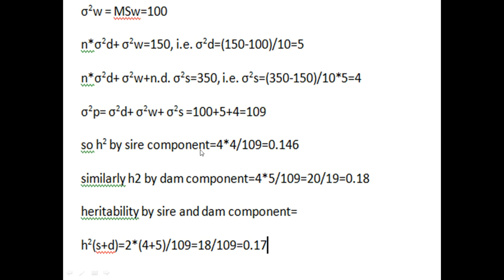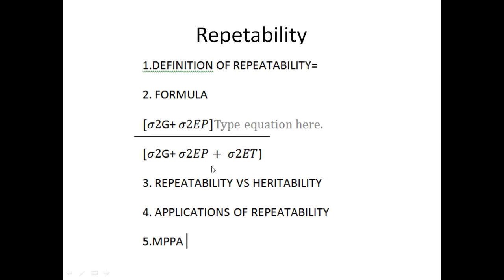So heritability by sire component, you have already seen the formula, 4 times sigma square S upon sigma square D plus W plus S, that is 0.146. I have just substituted the formula. Similarly, heritability by dam component will be equal to 4 times sigma square D upon sigma square D plus W plus S, which is 0.18, and heritability by sire and dam component, substitute S and D values and you get 0.17. Now you got the three types of heritabilities in case of full sib analysis.